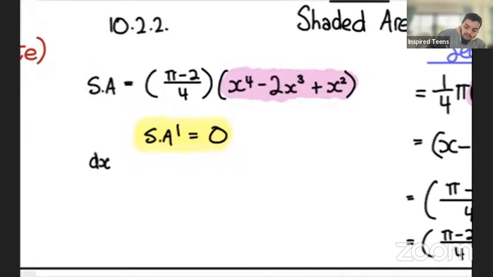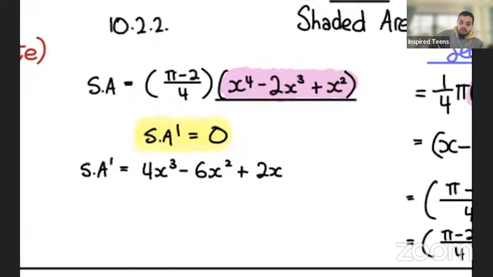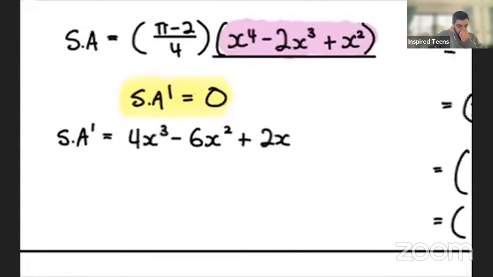We can derive the shaded area formula by just deriving the terms with x. So this becomes 4x cubed minus 6x squared plus 2x. That becomes the derived formula. Again, we're not worrying about this constant. So derive it and now we equate it to 0. There I've done it. I've derived it and I've equated it to 0.